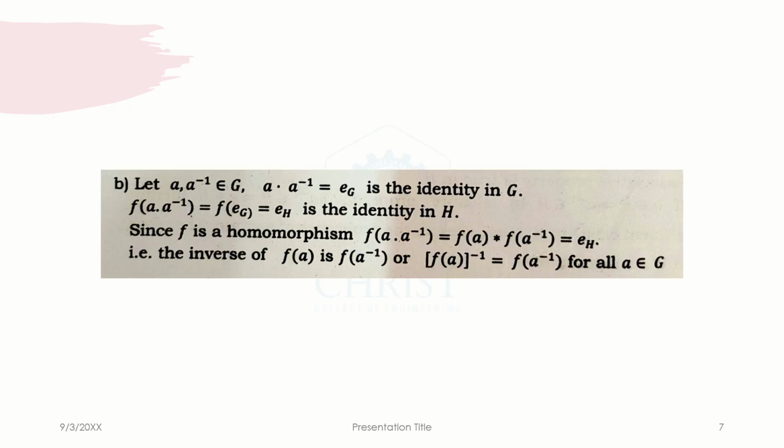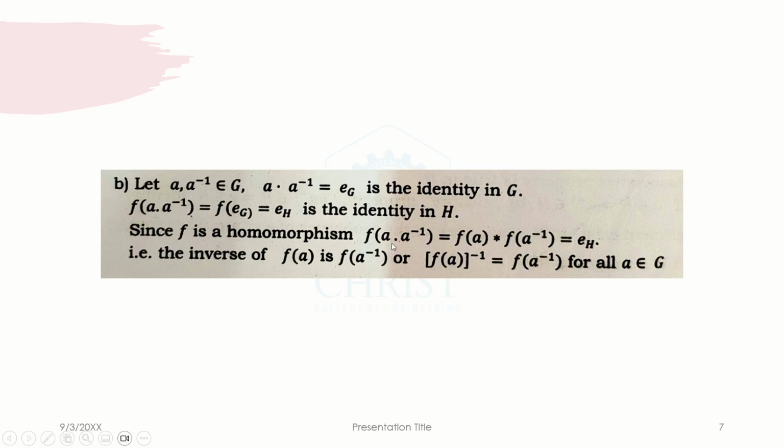Now let us go to the second property, that homomorphism maps inverse to inverse itself. For that I am considering a and its inverse. Clearly a dot a inverse will be e_G because a and a inverse are elements of domain and there the operation is dot and identity is e_G. Now I am considering the image of a dot a inverse. So f(a dot a inverse) is equal to f(e_G), which is equal to e_H, because from the first property, identity element is always mapped to identity itself.